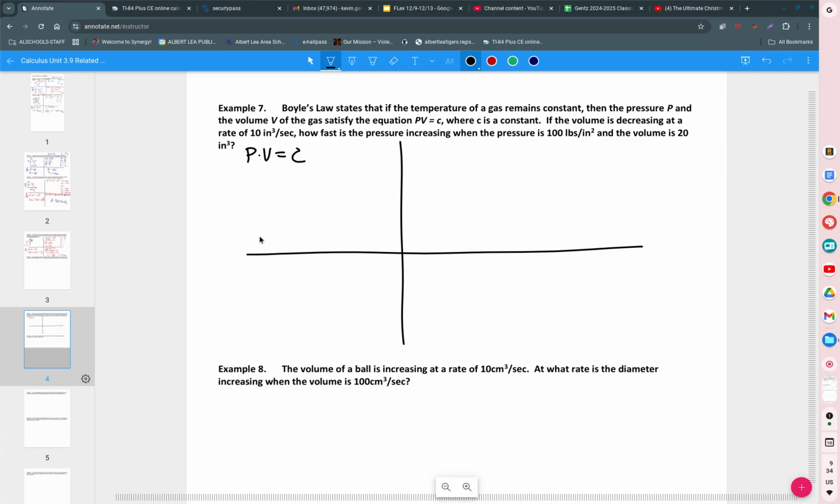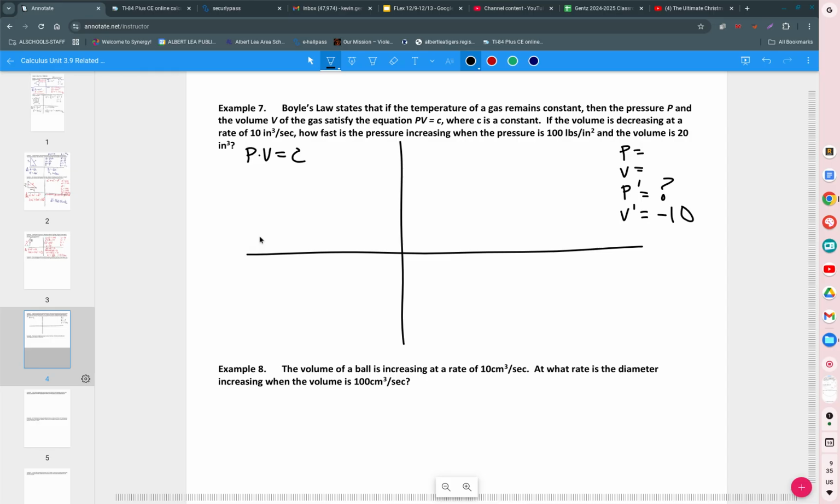So what things do we know so far in this problem? It says the volume is decreasing at a rate of 10 cubic inches per second. So what variable is that? V prime is negative 10 because it's decreasing. How fast is the pressure increasing? So what are we trying to find? P prime.